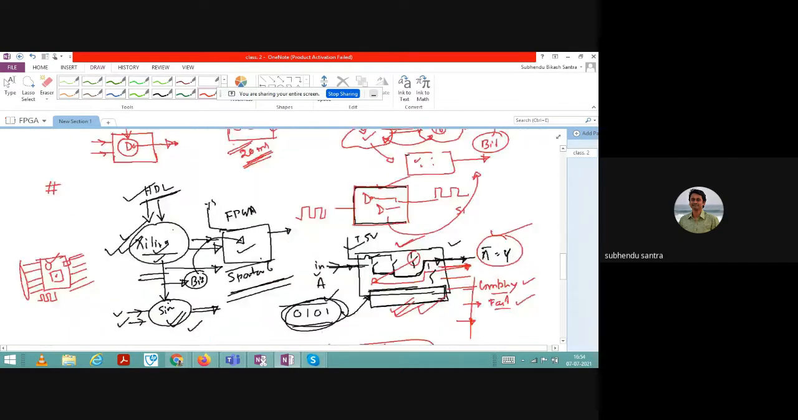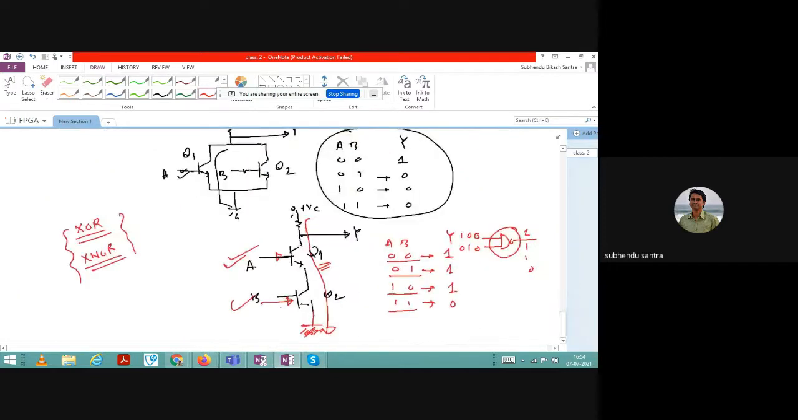That also, because of the time limit, I cannot finish. You have to brush it up: what is a summer circuit, what is a subtractor circuit, why there is a need for a carry look ahead adder, then multiplexer, demultiplexer, encoder, flip-flop, counter. This part you need to brush up, because when I write the same thing in VHDL, there is a need for this background knowledge.